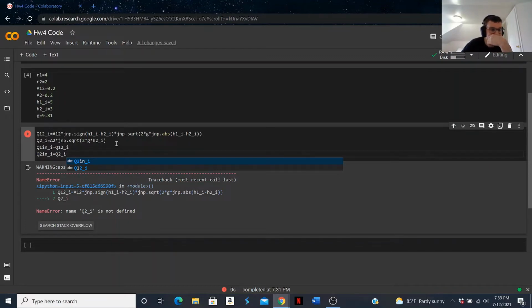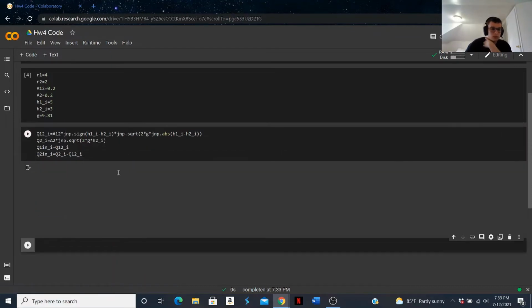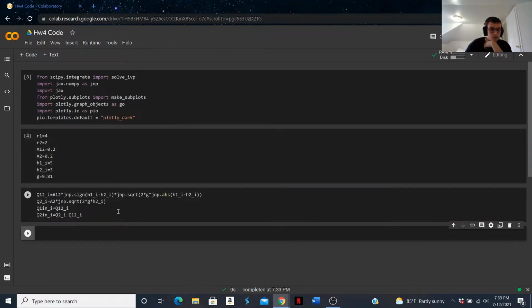Why isn't it? Oh, because I haven't shift-entered yet. It's Q2 initial minus the flow rate between 1 and 2 initial. Okay. Let me run everything again. Okay. Before we move on, we can actually solve, or not solve, but look at these different values.